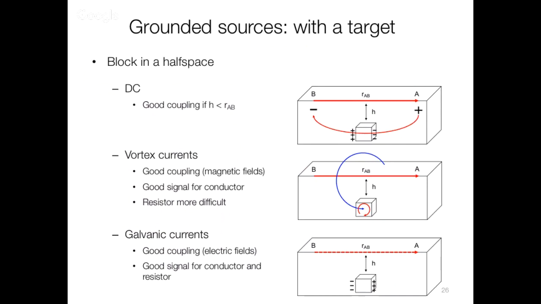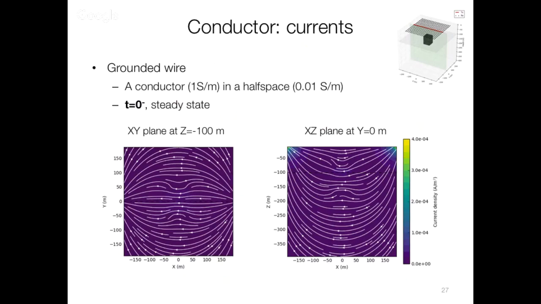So I'm going to get currents then that are flowing in here. So those are my vortex currents. And at the same time, I'm going to get galvanic currents that are still flowing through. So let's see if that works. So we've got our conductor in here, and you can see it's a conductor, right? Because I put something in, it's sucking the currents in, so it's a conductor.